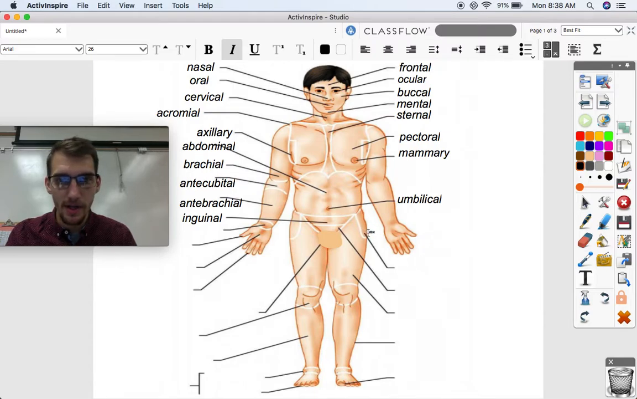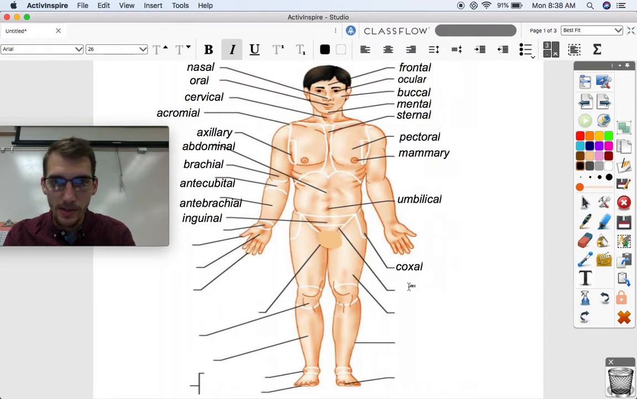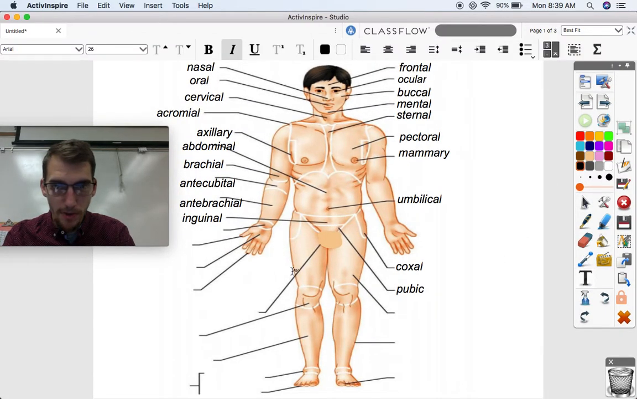All right, over here, the hip. This is referred to as the coxal region. Coxal. Okay. I'm going to go down here, and then I'm going to get back to the hand. All right, so coxal, right below coxal, we get into the pubic region, and below the pubic region on the other side, this is referred to as the genital region.